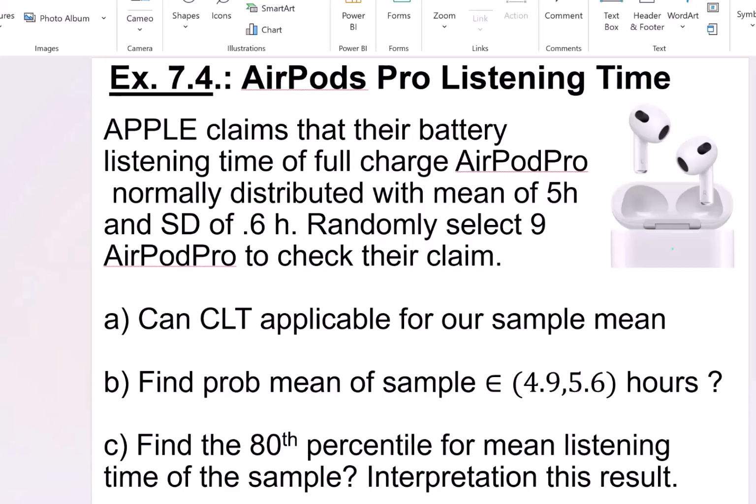So let's look at this problem again. The original distribution is normally distributed, with a mean of 5 hours and a standard deviation of 0.6 hours. So the original distribution is a normal with mean 5 and standard deviation 0.6, right?